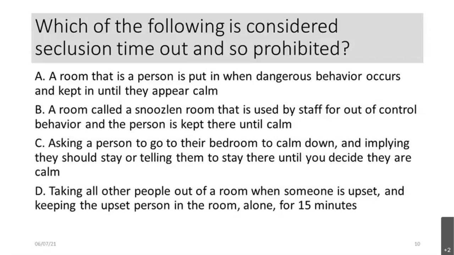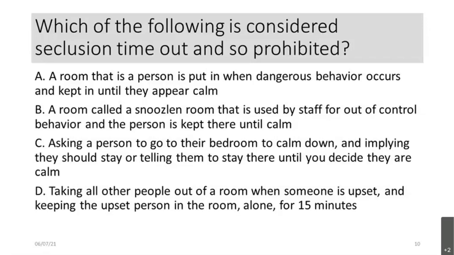And then there's another question that I would ask in this situation on C: what would happen if they decided to leave? So if you ask a person to go to their bedroom to calm down, and the implication is they have to go until you say they can leave, and what I mean by implication is if they don't listen to what you say, you make them go, or if they don't stay in until you tell them they can come out, you put them back in, that is seclusion timeout as well.